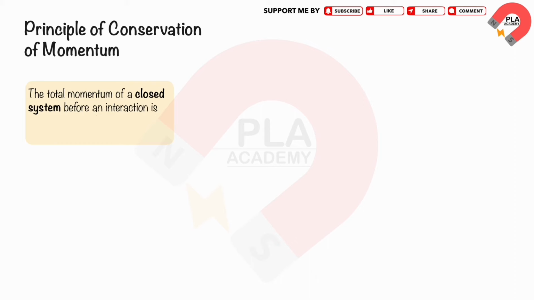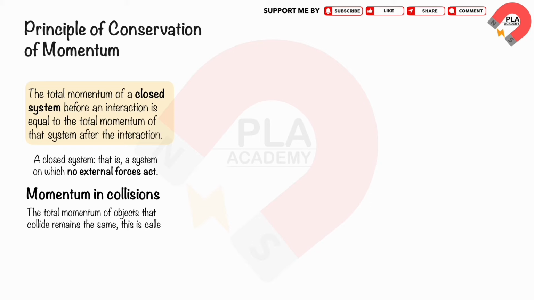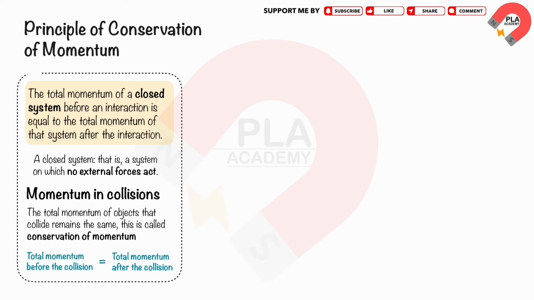The principle of conservation of momentum states that the total momentum of a closed system before an interaction is equal to the total momentum of that system after the interaction. A closed system is a system on which no external forces act. Momentum in collisions: the total momentum of objects that collide remains the same. This is called conservation of momentum. This means that the total momentum before collision is equal to the total momentum after collision.